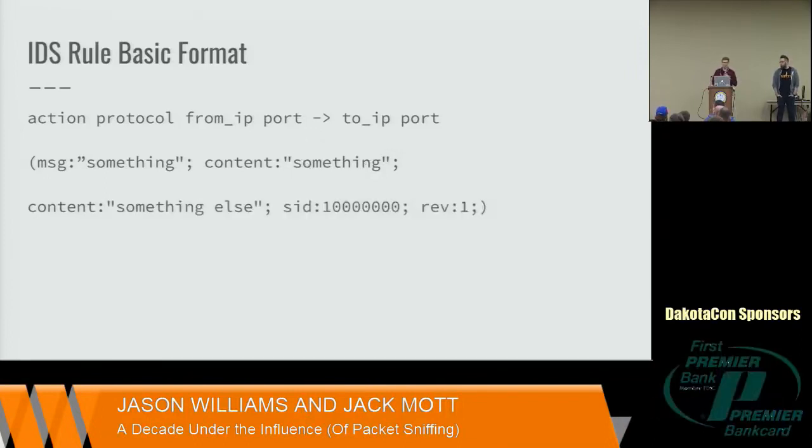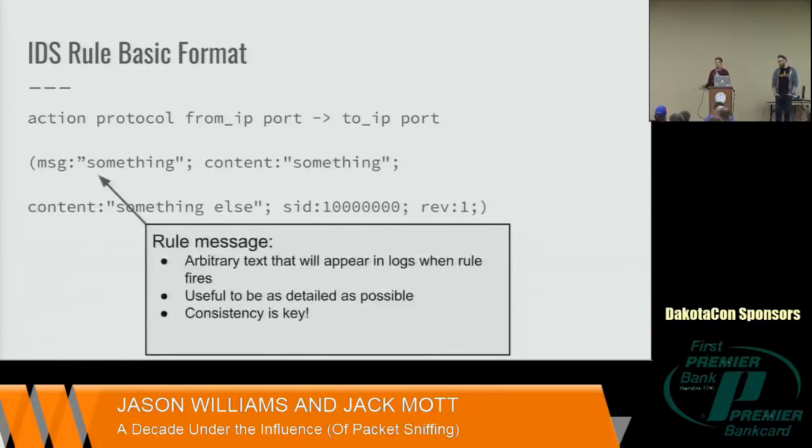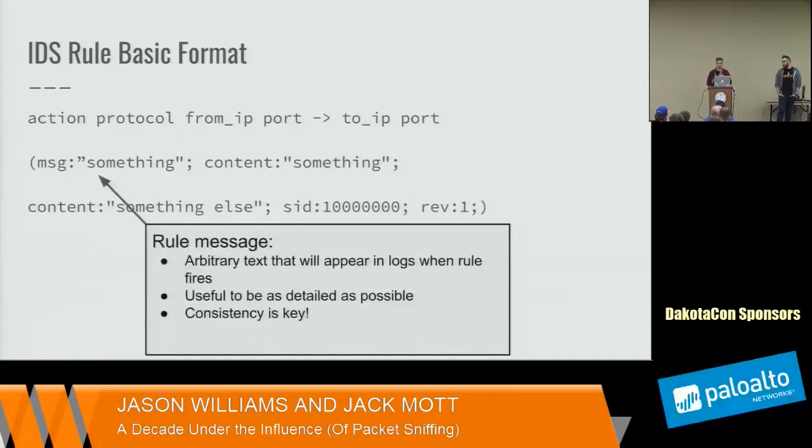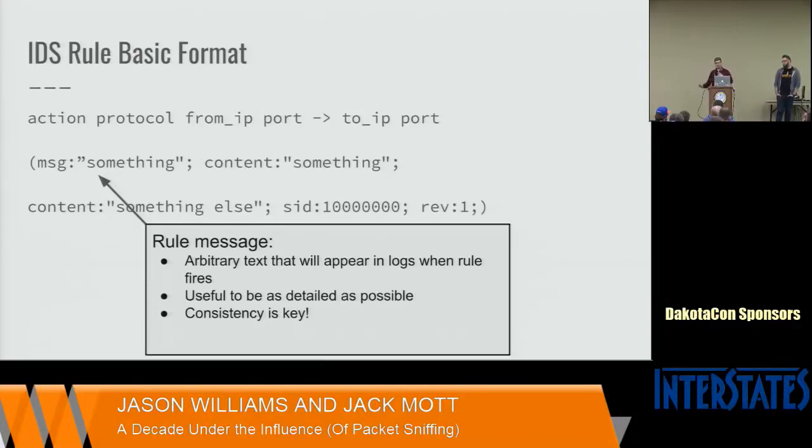Following that, as we saw in our logs, what do we want it to say when this alert fires? As an analyst, what do we want to know? You can put anything here. It's just a free-form text field, but it's useful to be as detailed as possible. If you're an analyst and your rule fires, you want to know what happened. You don't want it to just say something really generic like Trojan. Like, okay, what kind of Trojan?